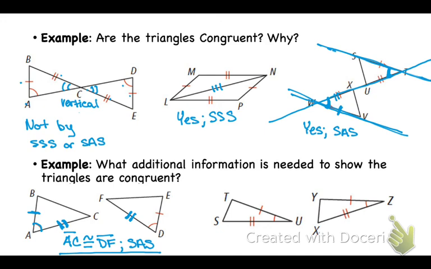Anything missing here? Not to make side, angle, side, but how to make side, side, side. What do I need to make SSS work? ST is congruent to YX. And XY.